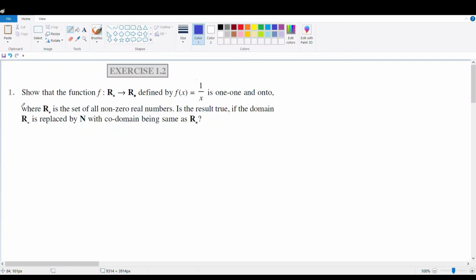Exercise 1.2 question 1: show that the function f from R star to R star defined by f of x equals 1 over x is 1-1 and onto, where R star is the set of all non-zero real numbers. So that's why they didn't use R. Why? Because it is a little bit different than the real number set. It does not have 0 in it. Is the result true if the domain R star is replaced by N with codomain being the same as R star?